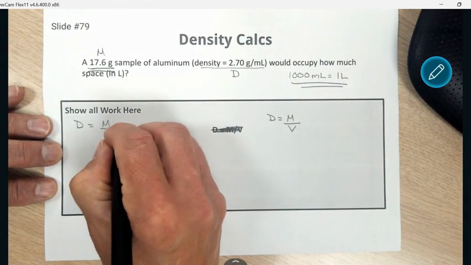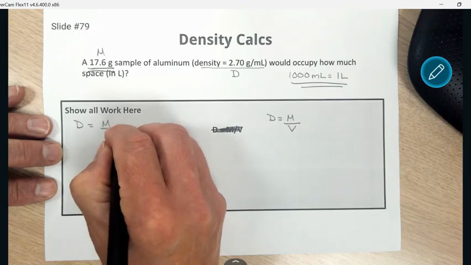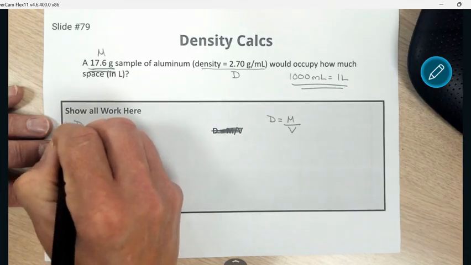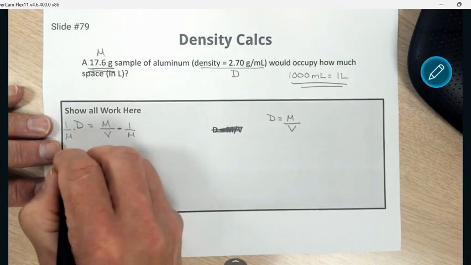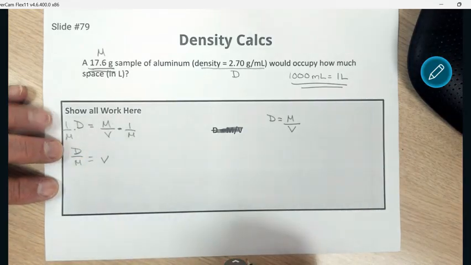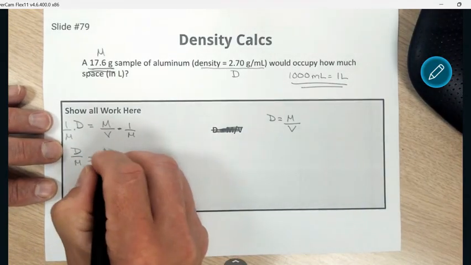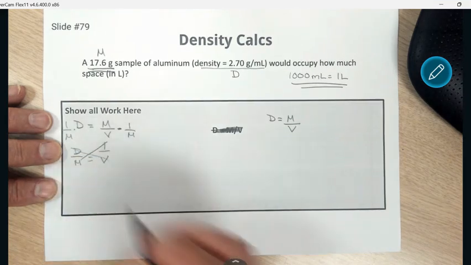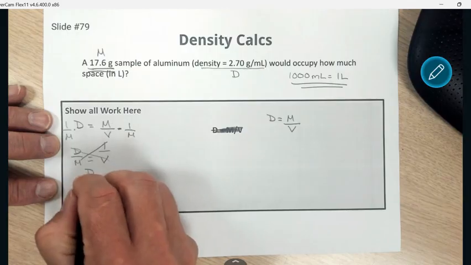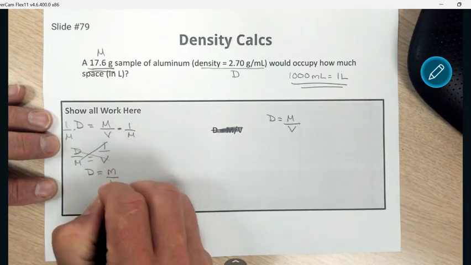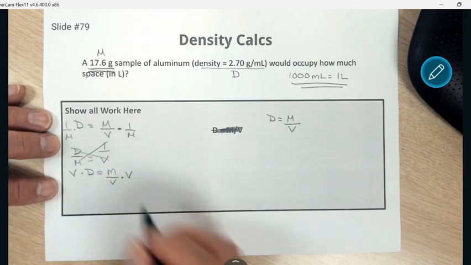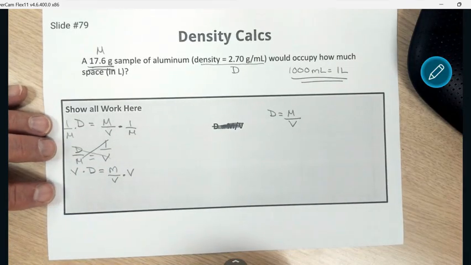They will take this times 1 over M and this times 1 over M. And they will get D over M equals what they think is V. It is not. This is 1 over V. You do not want to do this. So instead, ladies and gentlemen, we're going to multiply both sides by V. Why? Because it gets V off of the bottom of the equation.